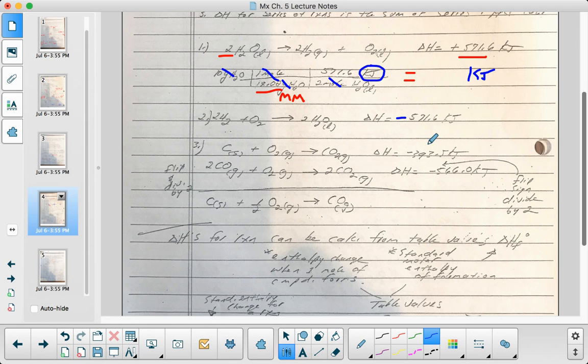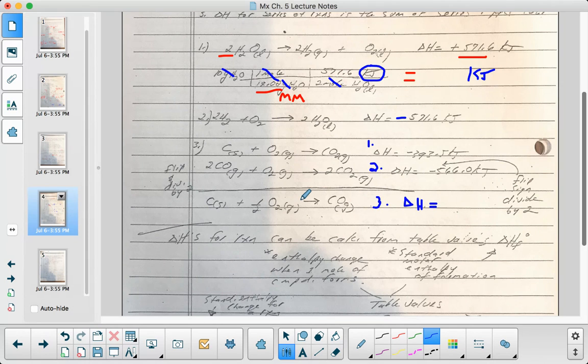And if I know the delta H for each of the individual steps, so this would be my first step, this would be my second step. And so if I know those values and these two equations are summed up to this one final equation, then the final delta H of this third reaction would be equal to the sum of the two above, keeping in mind that you have to be careful of your signs.